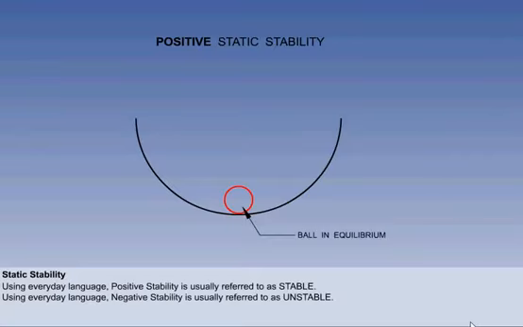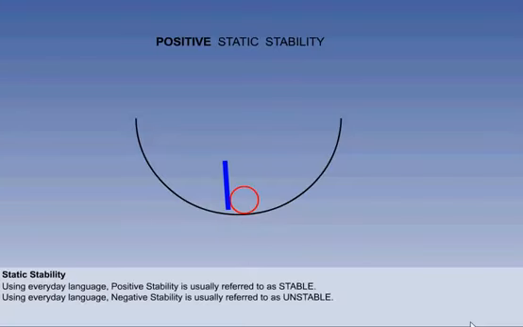There are three types of stability: positive, neutral, and negative. To demonstrate positive static stability, we will consider a ball in a bowl. The ball is stationary in the bottom of the bowl. The ball is in equilibrium. As a reminder, equilibrium exists when the sum of the forces is zero and the sum of the moments is zero.